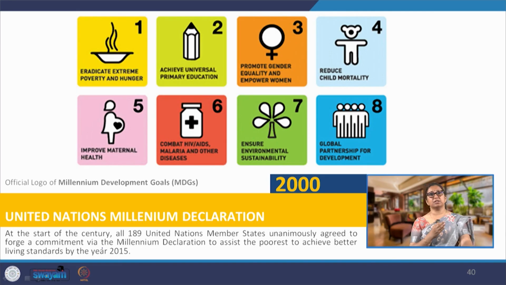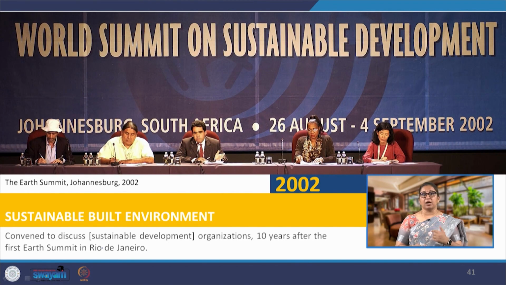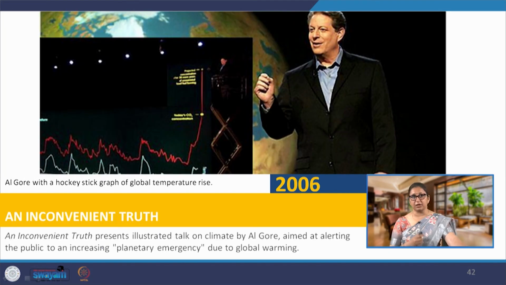There have been discussions and controversies on genetically modified organisms, and then in 2000 there was the United Nations Millennium Declaration, after which the Millennium Development Goals were proposed and adopted to be achieved by 2015. After that, in 2002, we had another summit which was a follow up of Rio, the World Summit on Sustainable Development.